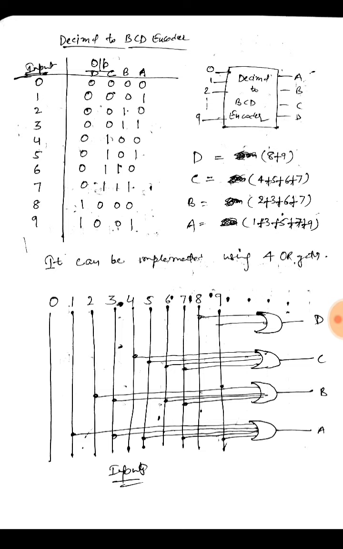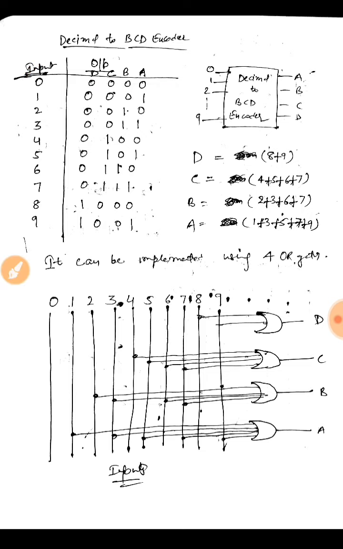Decimal means we would be having 9 digits at the input, that is the decimal system, and we need to convert it into BCD code. As you all already know, BCD code represents every decimal digit from 0 to 9 in 4 binary bits. So we would be having 4 bits at the output. For 0 it would be 4 times 0, and similarly for 9 it would be 1 0 0 1.